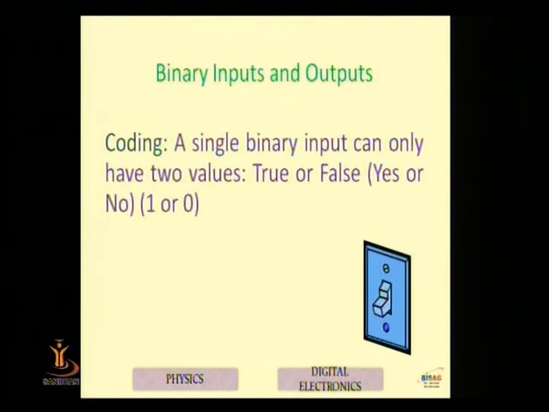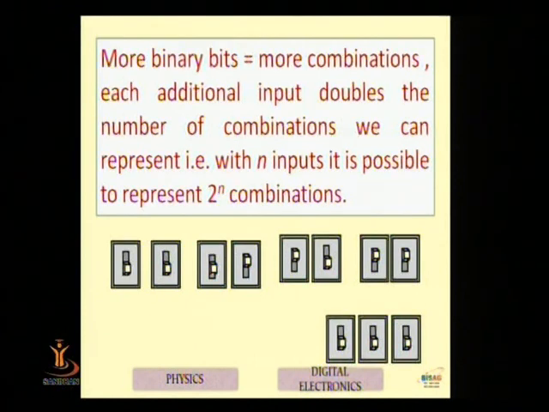Now, binary inputs and outputs. If you have a single switch, you have two possibilities: either it is 0 or 1. If you have two switches, then there are 4 different possibilities. Two switches, 4 possibilities. How? The number of possibilities equals 2 raised to the number of switches. I have 2 switches, that's why 2 raised to 2 equals 4.